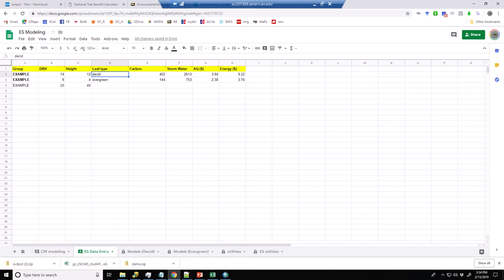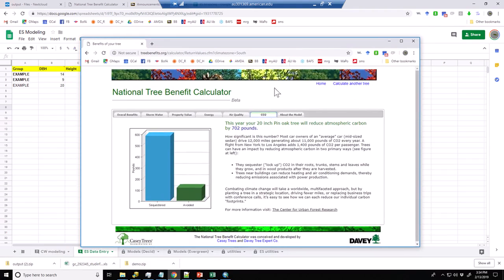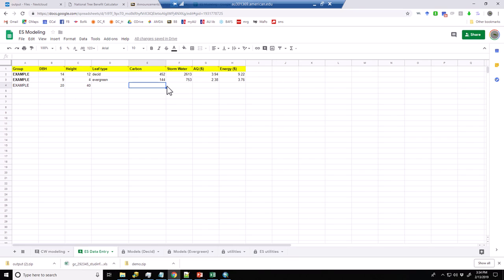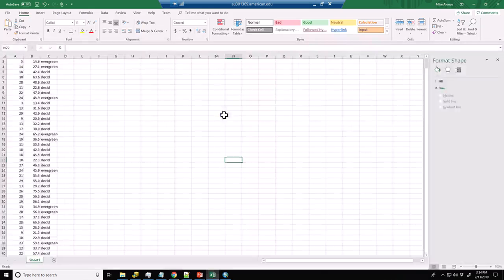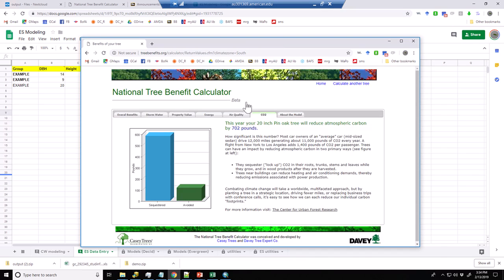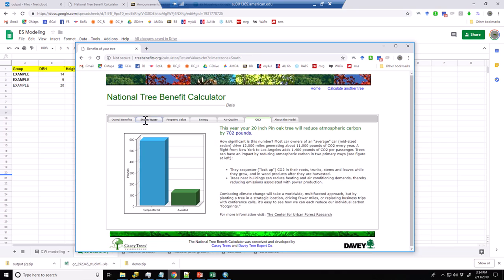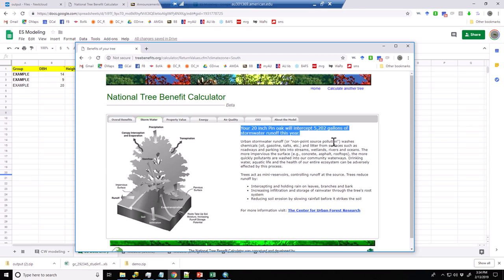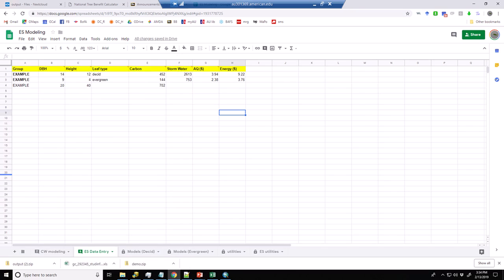So if you go back here, you can see the units for each. So you want to report carbon in pounds per year. All right, let's go back here. Look at carbon, and I can see my 20-inch pin oak will reduce atmospheric carbon by 702 pounds this year. So this is carbon sequestration per year. So I'm going to enter that in. And now I will go back to what's next. Stormwater. So stormwater is going to be in gallons. So 5202 gallons per year.